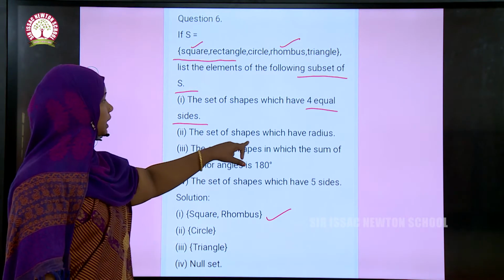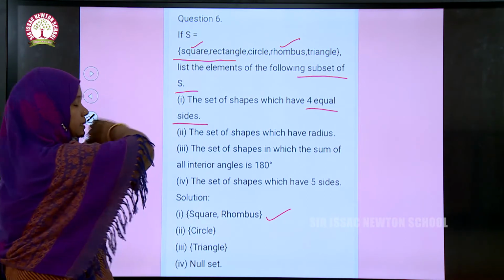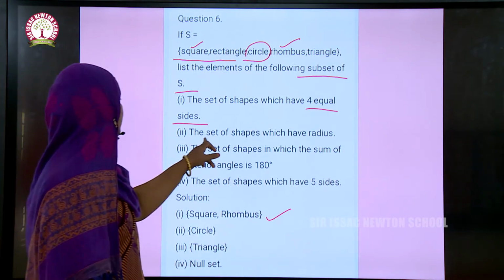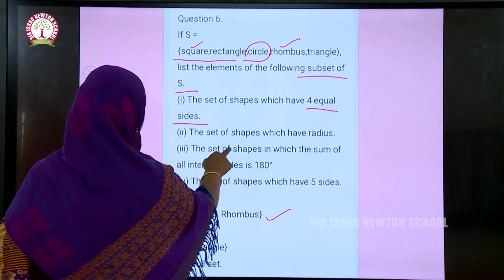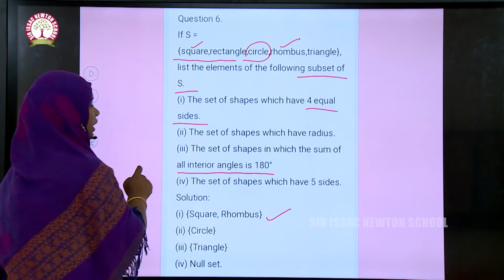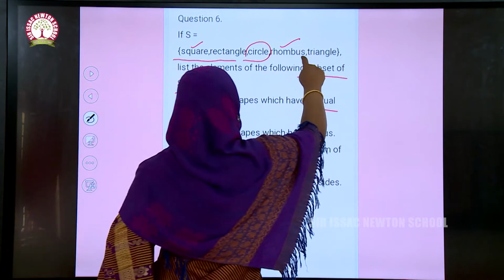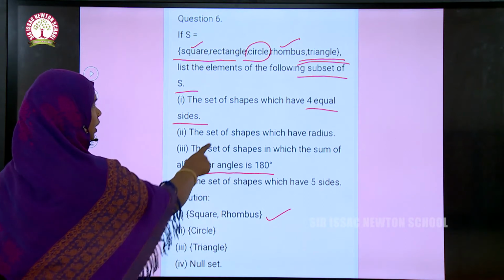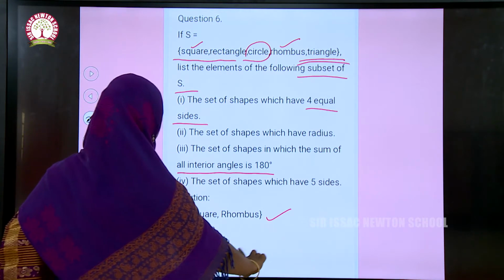Second question: the set of shapes which have a radius. Look at the elements and say which shape has a radius. It is circle. So the set of shapes which have a radius is circle. Next, the third question: the set of shapes in which the sum of all interior angles is 180. In which shape? It is triangle. Only in a triangle is the sum of all the interior angles 180. Therefore, the answer is triangle.